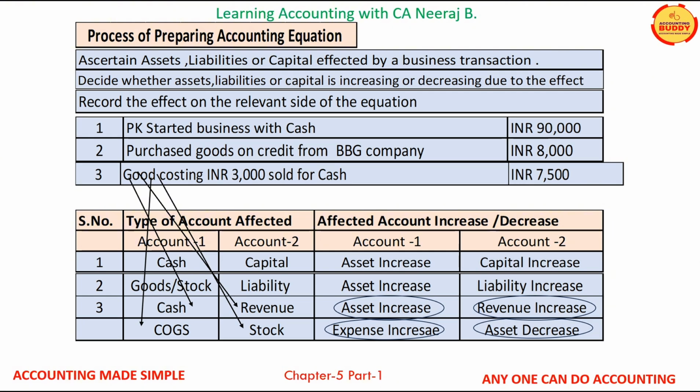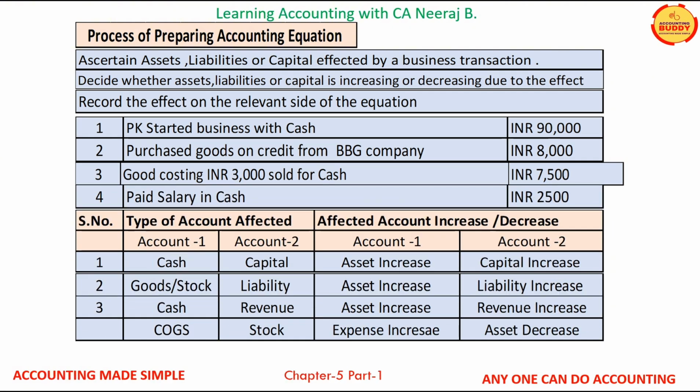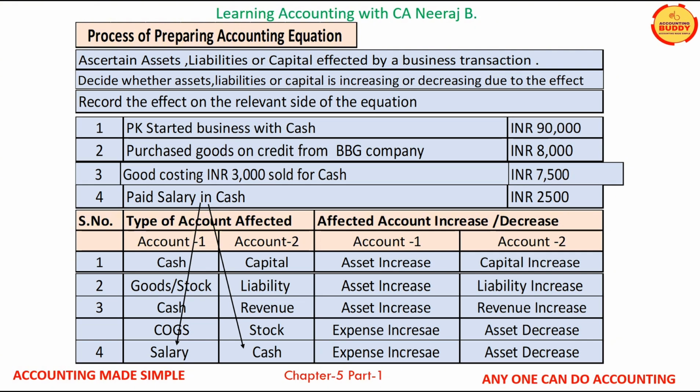Now let us consider salary of INR 2,500 paid in cash as our fourth transaction. If we analyze this transaction, the two accounts which are affected are salary, which is an expense account, and cash, which is an asset account. With this transaction, expenses will increase, and since the salary is paid in cash, cash, an asset, will get reduced. If required, please rewind the video to understand this example again. Understanding accounting equation concepts will make a solid foundation for mastering accounting.